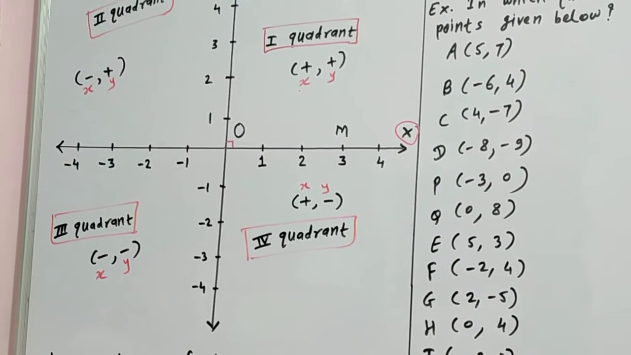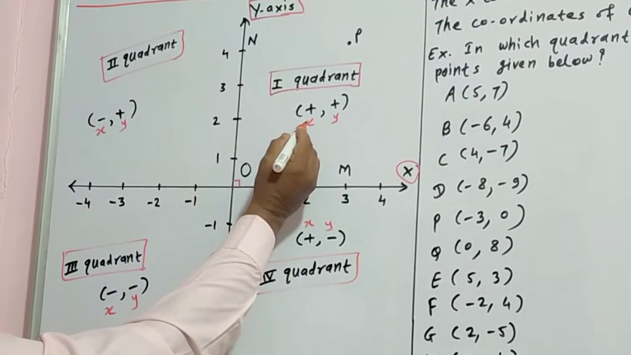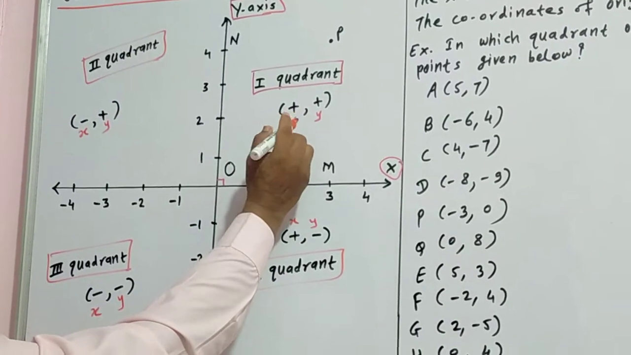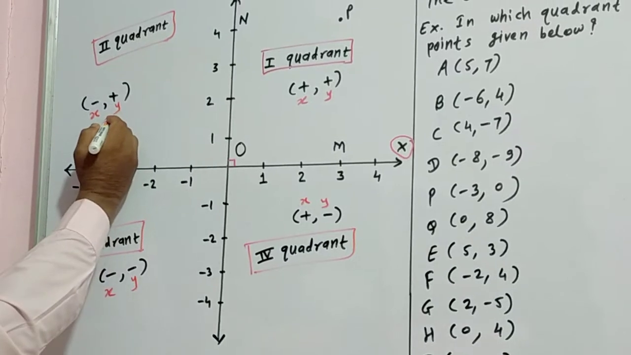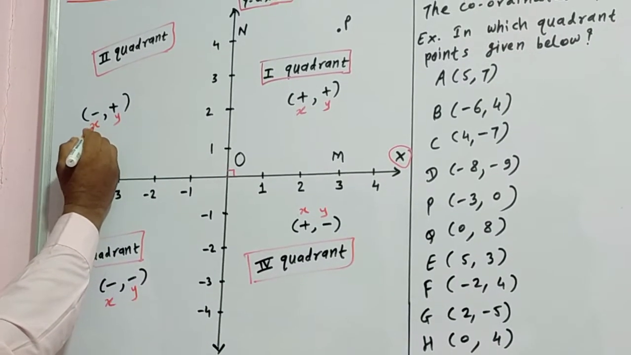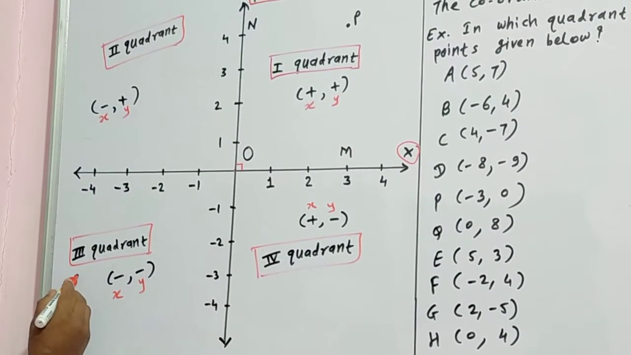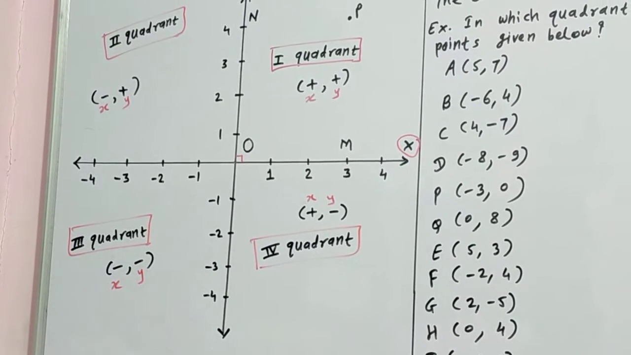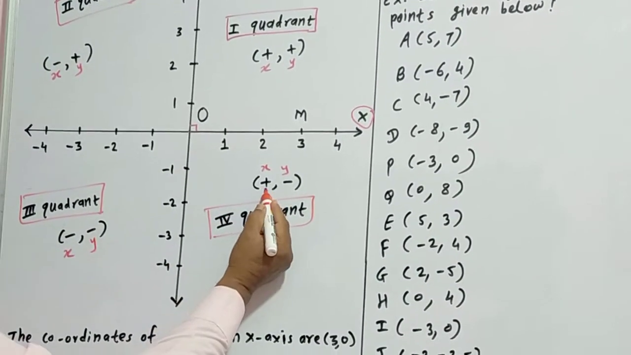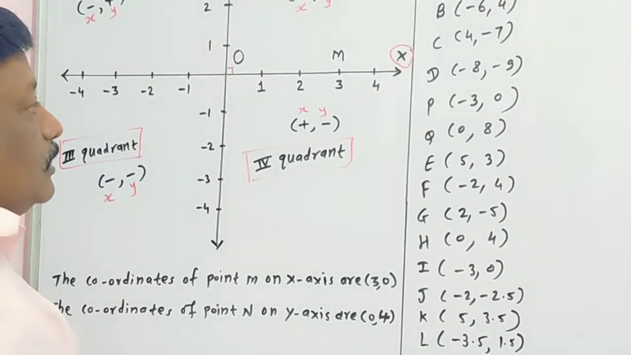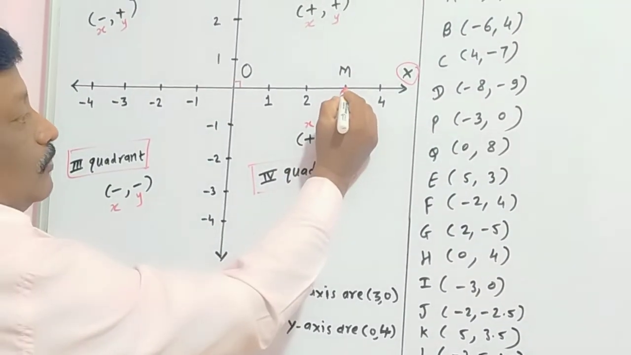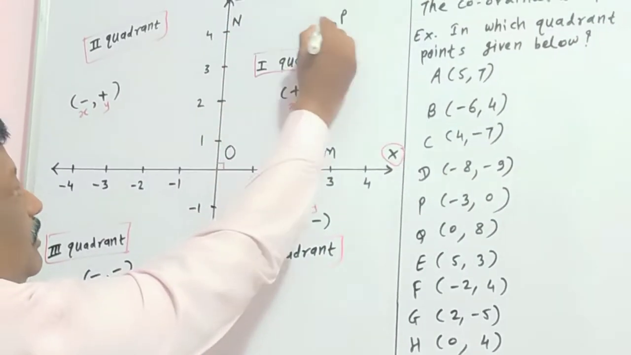So again I am explaining. In the first quadrant, coordinates of any point are positive. In the second quadrant, coordinates of a point are negative, positive. Then in the third quadrant, both coordinates are negative, and in the fourth quadrant, first the x coordinate is positive, the y coordinate is negative.